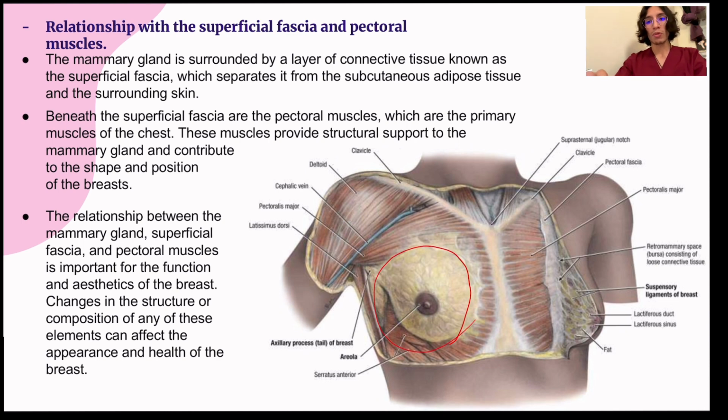The relationship between the mammary gland, superficial fascia, and pectoral muscles is important for the function and aesthetics of the breast. Changes in the structure or composition of any of these elements can affect the appearance and health of the breast.